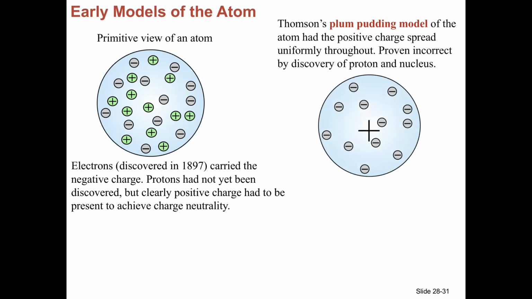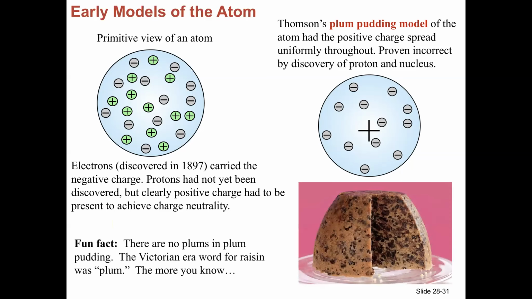J.J. Thomson, having discovered the electron but not the proton, developed what he called the plum pudding model of the atom, meaning that there was just a soup or gel of positive charge with electrons stuck in it. It proved to be obviously incorrect once protons in the nucleus were discovered.